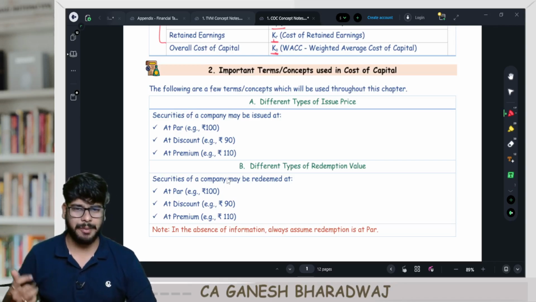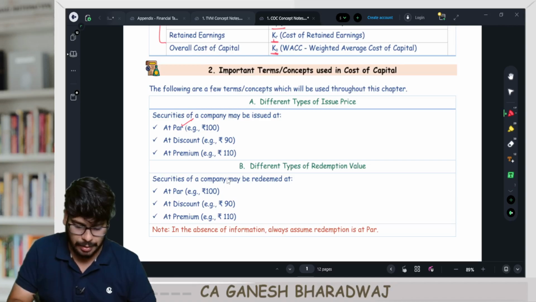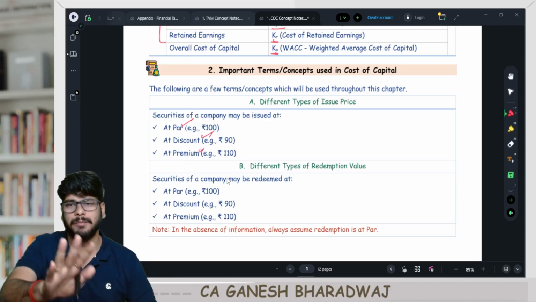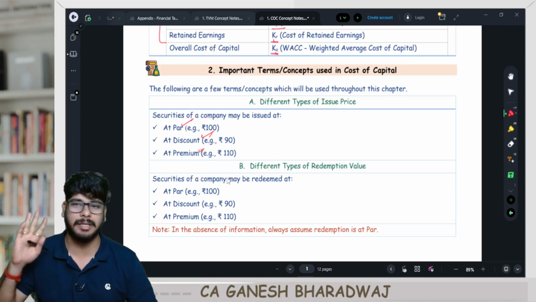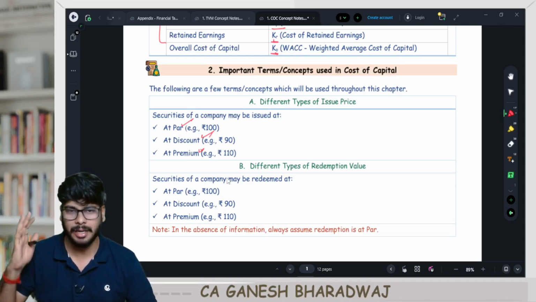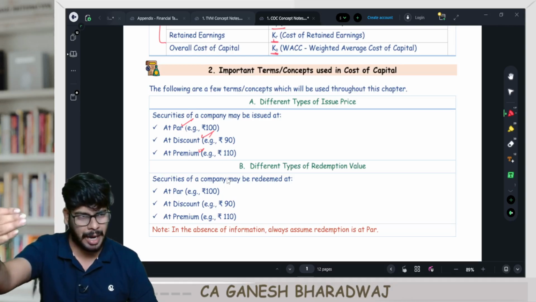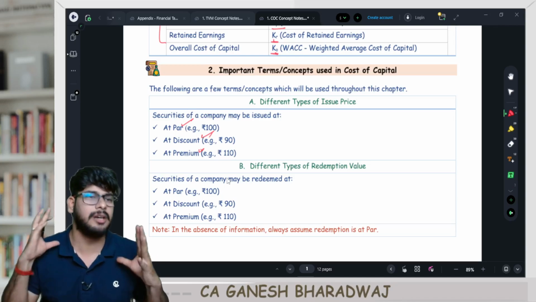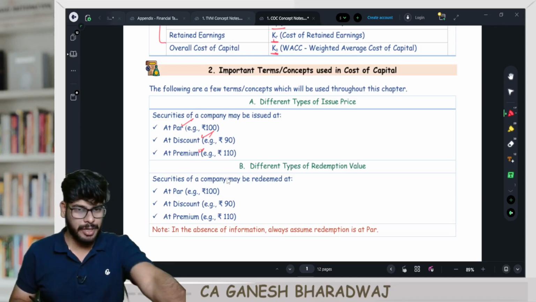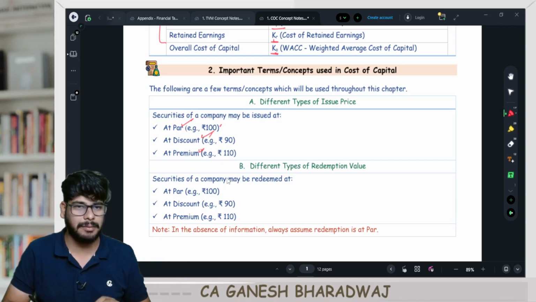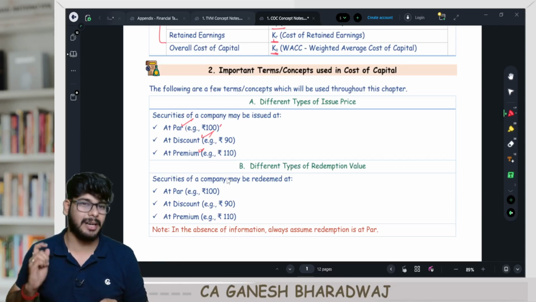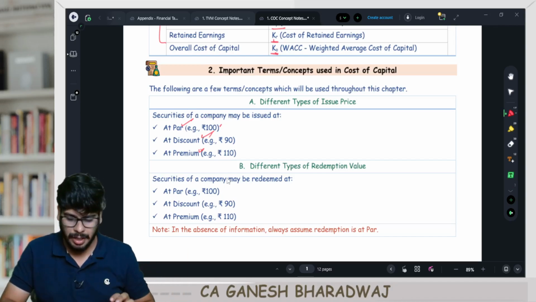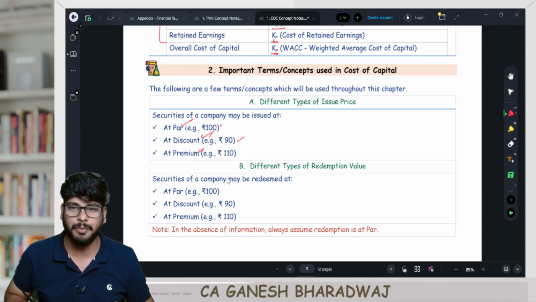securities. Any security, be it equity, preference, or debentures, can be issued either at par or at discount or at premium. You know this from 11th standard accounts. Suppose the face value is 100 rupees. If they are issuing at 100 rupees to the public, it's called par. Suppose they are charging less than 100 rupees for a 100 rupee share, it is called a discount. Example, 90 rupees.